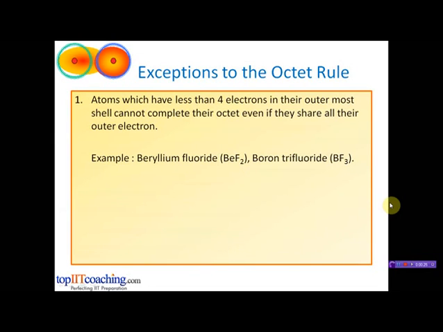The atoms which have less than 4 electrons in their outermost shell, that is their valence shell, cannot complete their octet even if they share all their valence electrons. Its examples are beryllium fluoride, BeF2, and boron trifluoride, that is BF3. Let's see how.